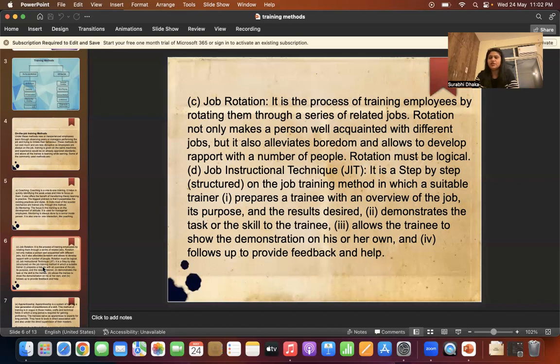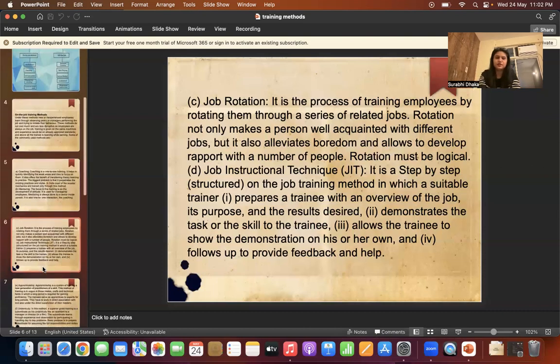It is also known as JIT in short, and it is a step-by-step structured on-the-job training method in which a suitable trainer first of all prepares a trainee with an overview of the job, its purpose, and the results desired. Secondly, the trainer demonstrates the task or skill to the trainee, and in the third part allows the trainee to show the demonstration on his or her own, and then follows up to provide feedback and help. In this type of training, we provide instant feedback for improvements.